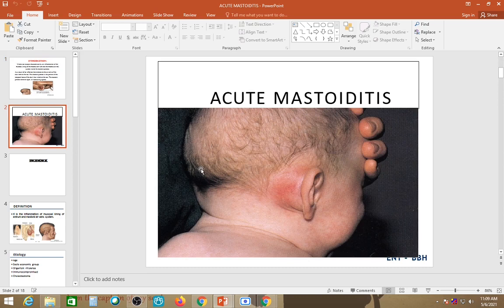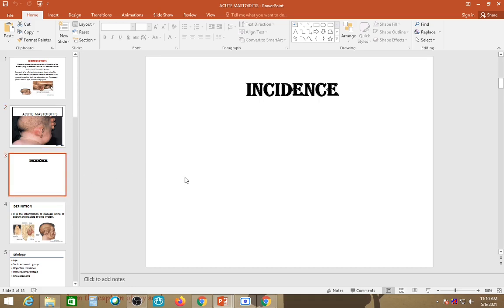And acute mastoiditis. What is acute mastoiditis? We will see the definition. First you see how the inflammation occurs behind the ear. The infection inside the skull can even be seen from the outside of the ear. The incidence of acute mastoiditis is 1.2 to 6.5 per 1000 population, but it can be treated if we do not neglect it.